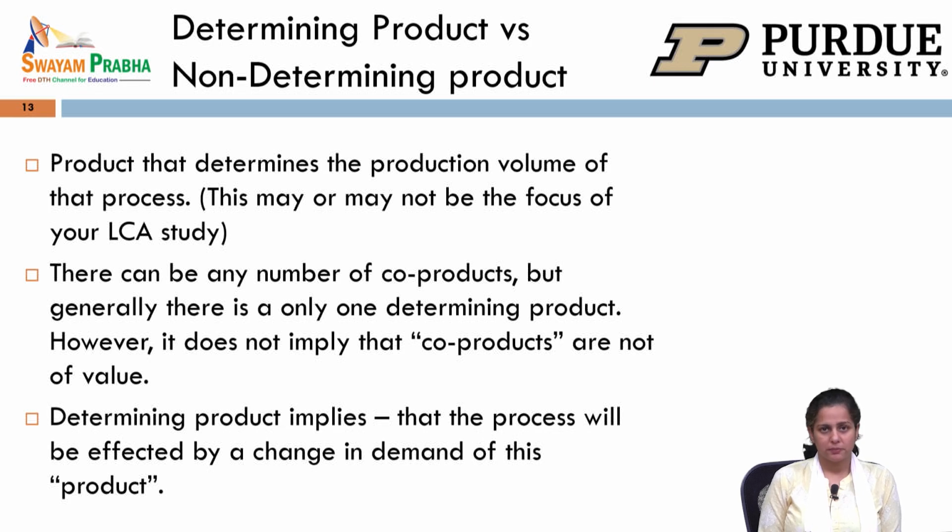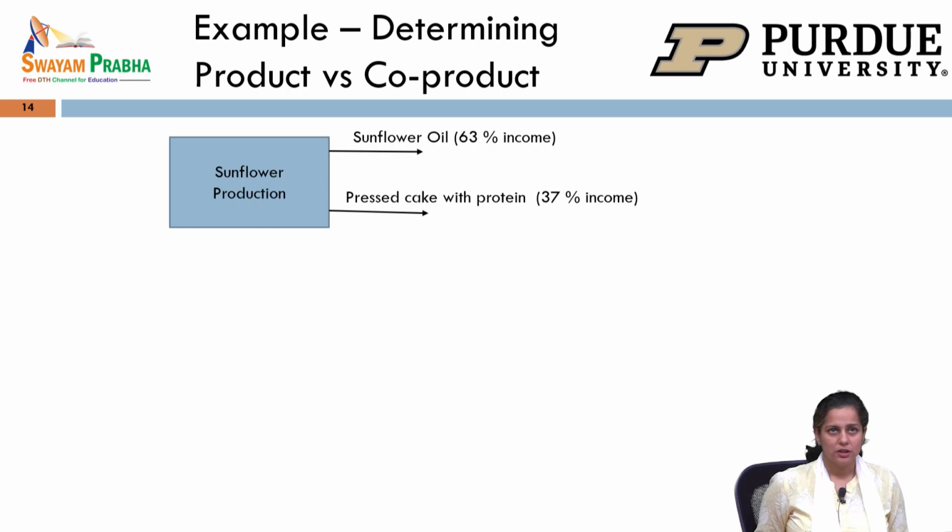What determining product means is that this is the product that will change the process scale by the change in demand of this product. Since this product has the highest selling value in the market, your operator will be looking at scaling your process based on this particular product demand. So, let us look at an example of determining product versus co-product.